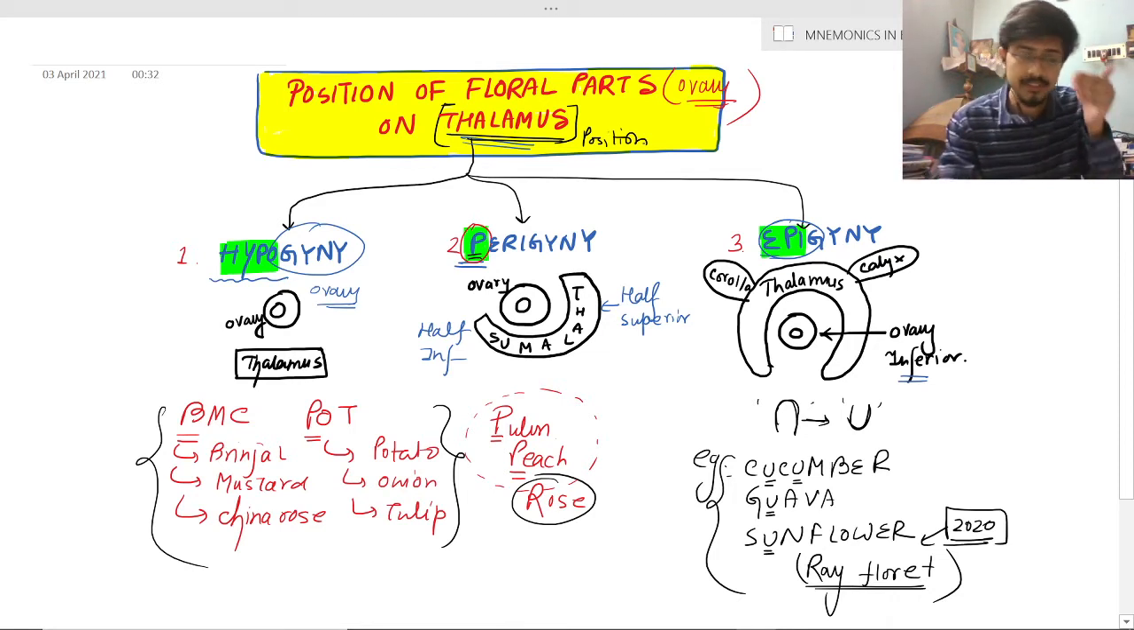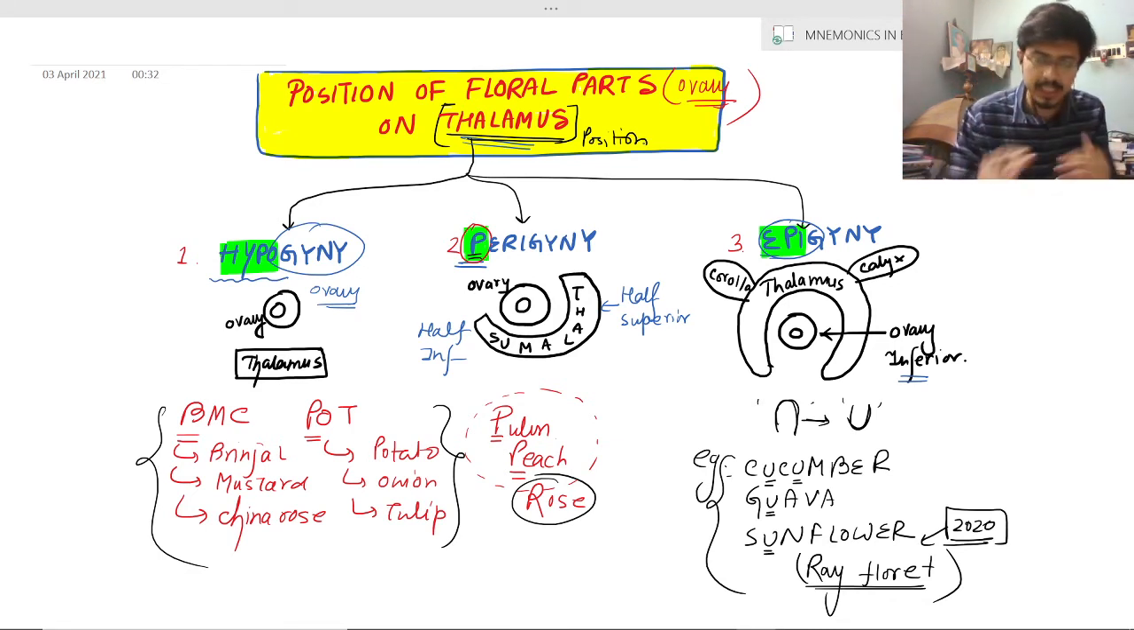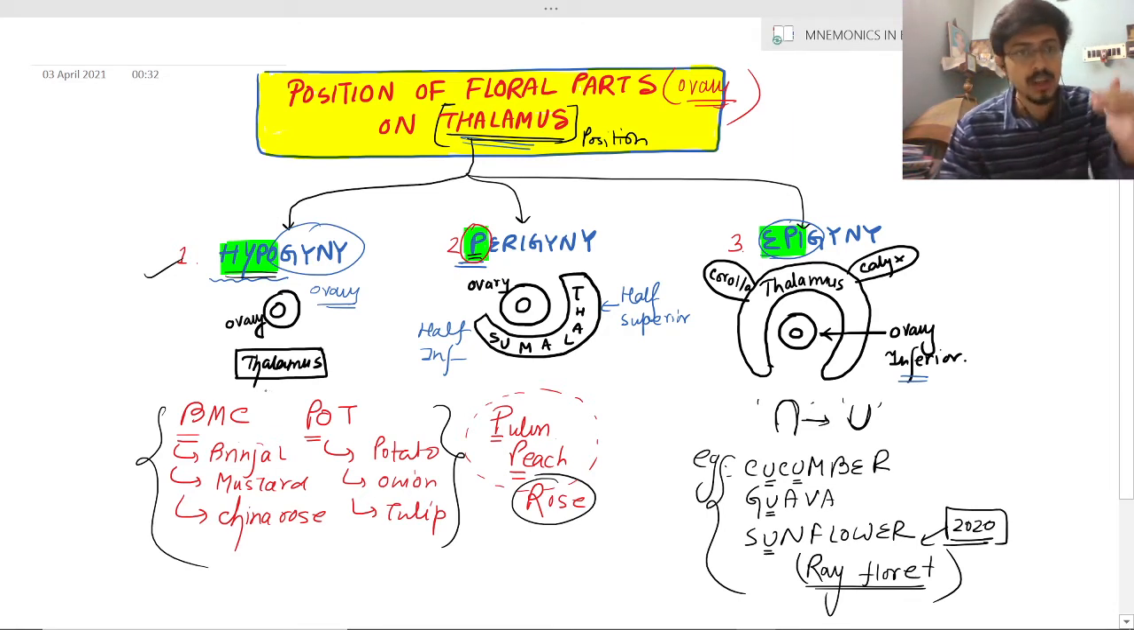Vice versa, if the thalamus is inferior, then there will be a superior ovary. If the thalamus is surrounding the ovary, then the ovary will be inferior. So the naming is determined upon the thalamus position. Here, hypogyny: hypo means lower, so the thalamus position is lower and the ovary position is superior. So the ovary is superior and the thalamus is inferior.